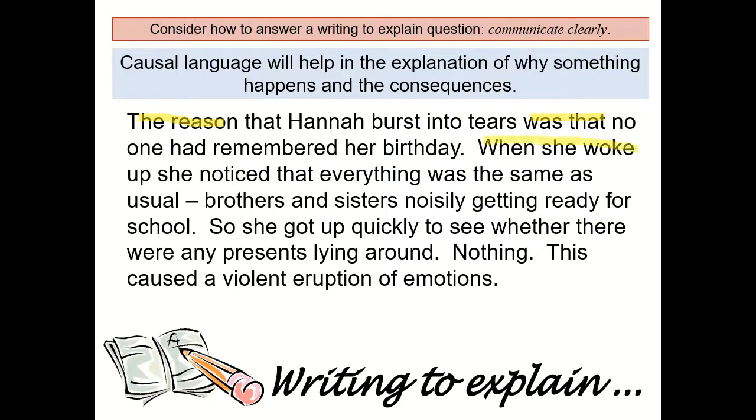When she woke up, so this is telling us when this thing happened and what happened. What happened? She noticed that everything was the same as usual. No one was doing anything for her birthday. So she got up to see whether there were any presents lying around. Nothing. This caused a violent eruption of emotion. So if I said to you, why is she crying? You'd be able to tell me that it's because no one remembered her birthday. There weren't any presents.